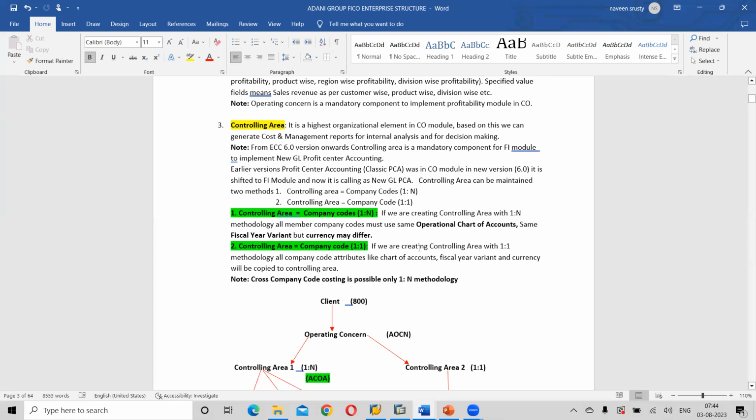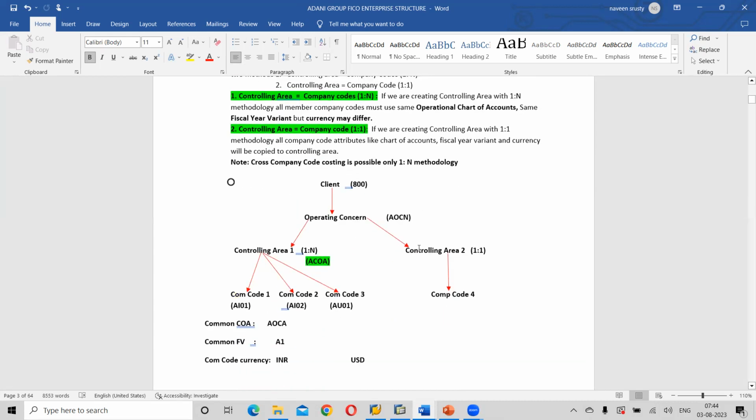Understood? Naveen, actually in my organization, we don't have the same controlling area, but we have intercompany for those units. How will you come to know we don't have the same controlling area? You can check. For example, whatever company codes you're doing intercompany for, just check what chart of accounts they are using. Chart of accounts, yes, okay.